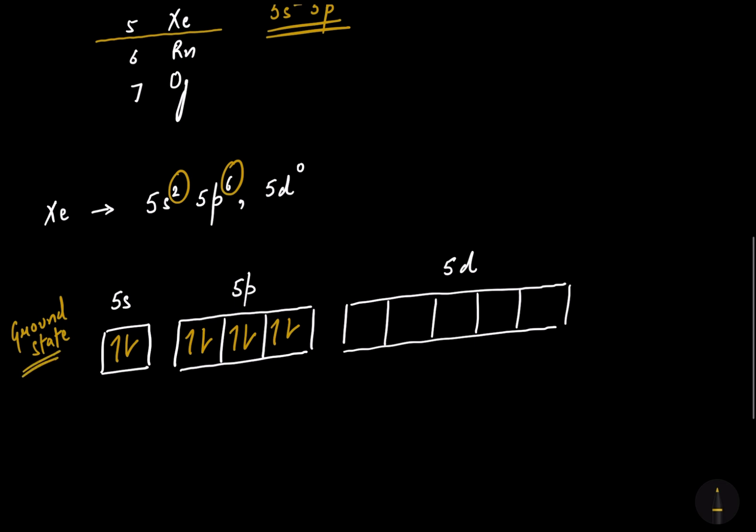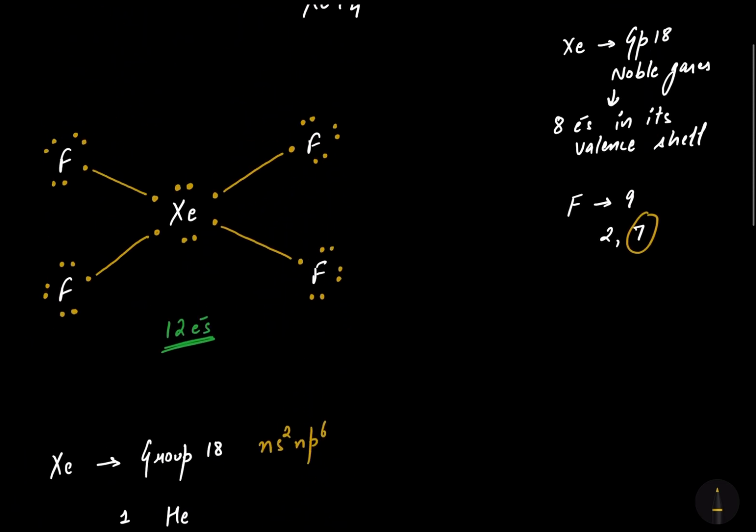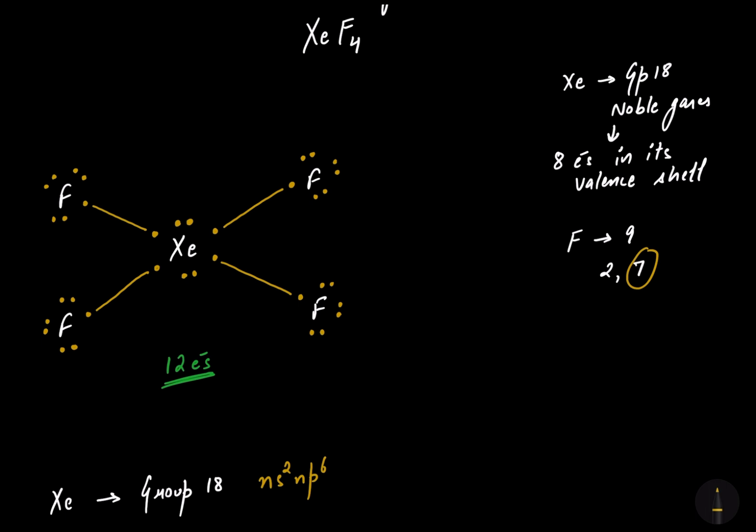Now, let's come to the Lewis structure. In the Lewis structure, you can easily see that the xenon atom is forming a total of 4 covalent bonds. Now, all the bonds between xenon and fluorine are single bonds. That means all the 4 covalent bonds are 4 sigma bonds.